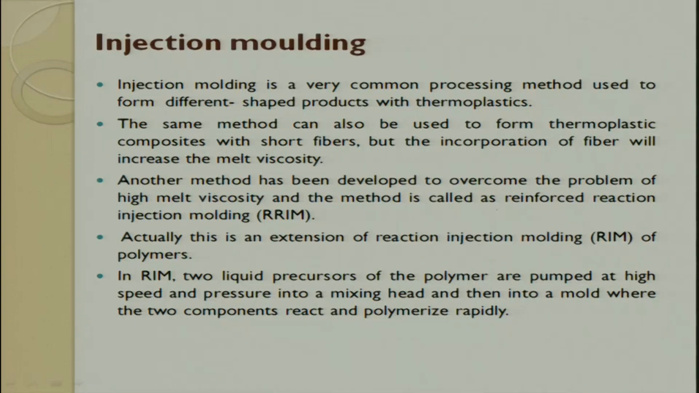The other extension for this is reaction injection molding, which is called RIM. In the RIM process, basically I take two different precursors made out of polymer and they are pumped at very high speeds and very high pressure, and then mixed in a head and then molded. These two components react, polymerize and give me the required output. That process is called the RIM process, which is reaction injection molding process.